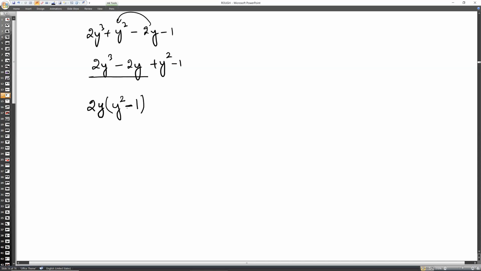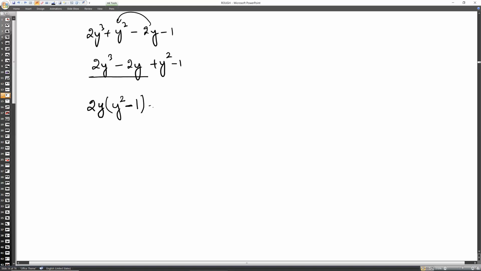Got it? Yes, sir. When you have taken common, check this bracket carefully. If you multiply this one with this one, are you getting 2y cube? Because 2y into y square gives 2y cube. And again you multiply this one, you will get minus 2y. So the same answer you can recheck. This is how you can recheck.